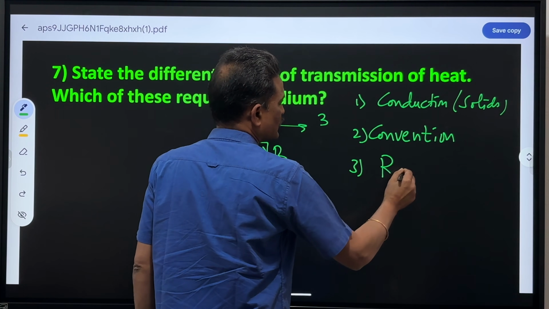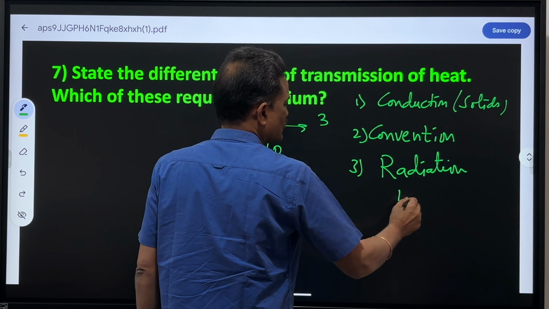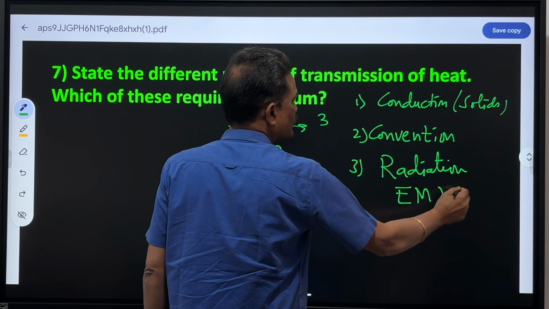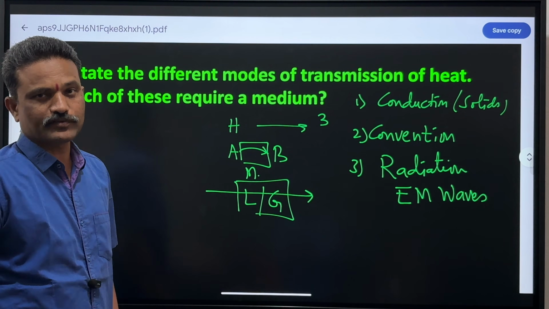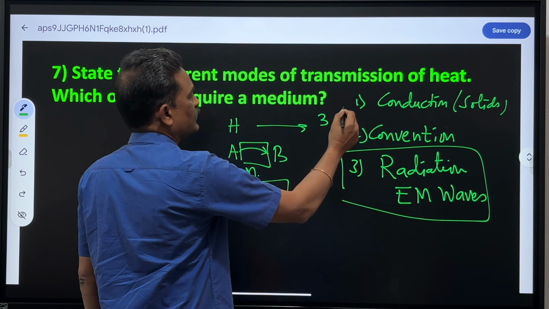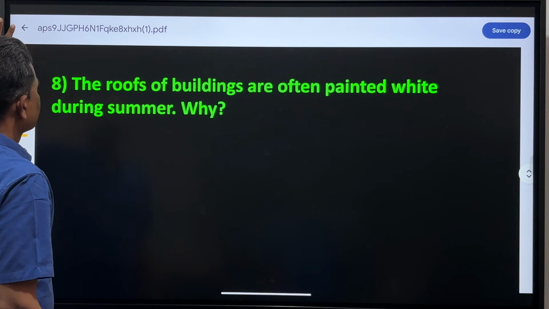The third one is called thermal radiation. Thermal radiation occurs in the form of electromagnetic waves. We know that electromagnetic waves do not require any medium. Which of these require a medium? The second part of the answer is conduction and convection.